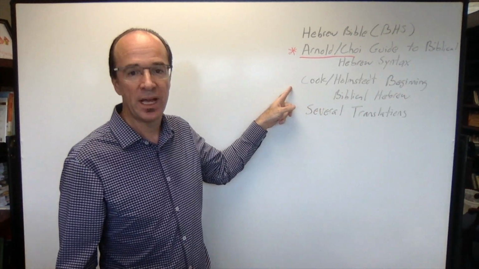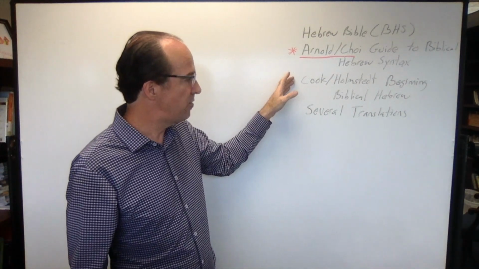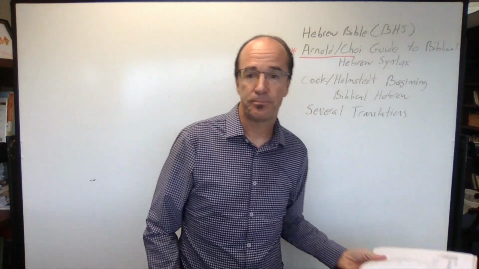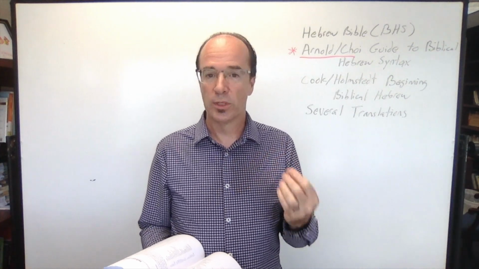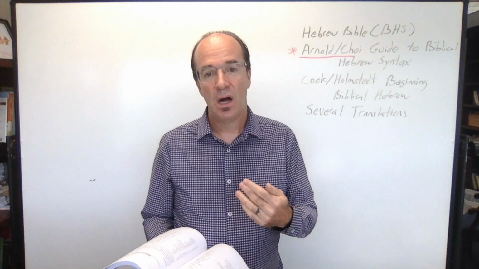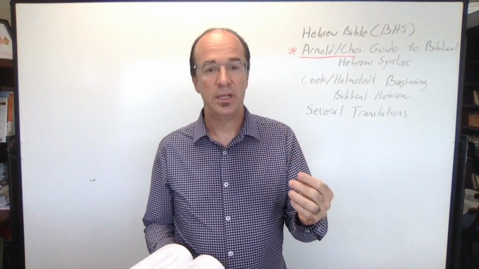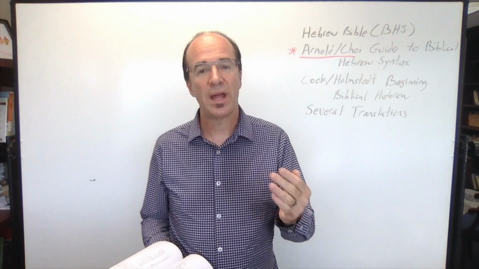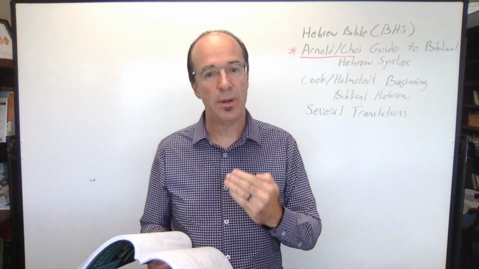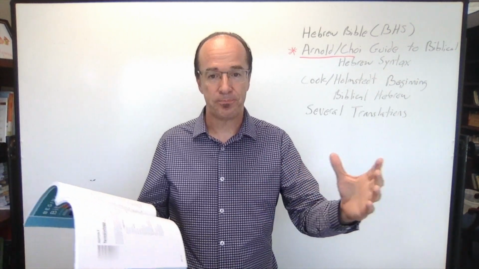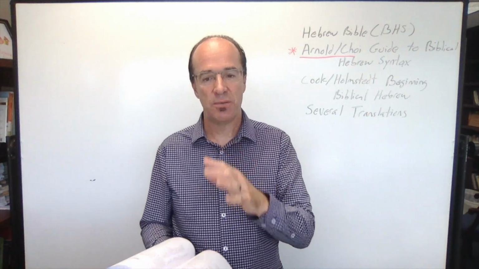Now, also as backup, just for basic stuff about Hebrew, you want to have handy your Cook-Holmstead Beginning Biblical Hebrew textbook. As well as for our work, you want to have access to several biblical translations. And if you're an English speaker, that's going to be English translations. I recommend the ones that are more formal equivalent, like the ESV, the NASB. You can also use the New Revised Standard and the NIV. You want to have different families of texts so you can see how different scholarly committees, when they're making translations, have taken decisions on the meaning of the Hebrew.